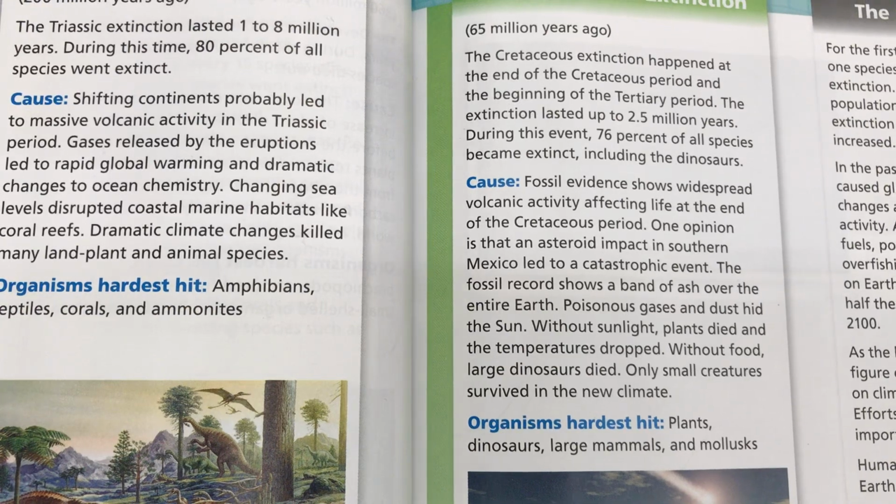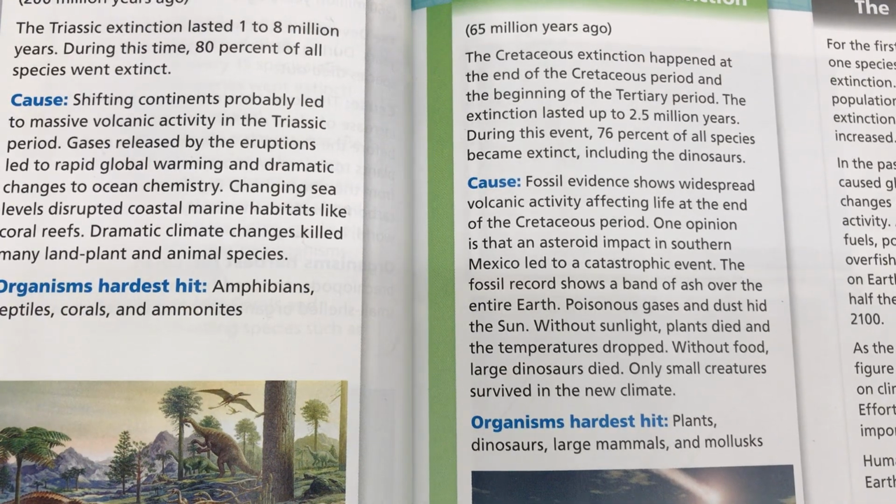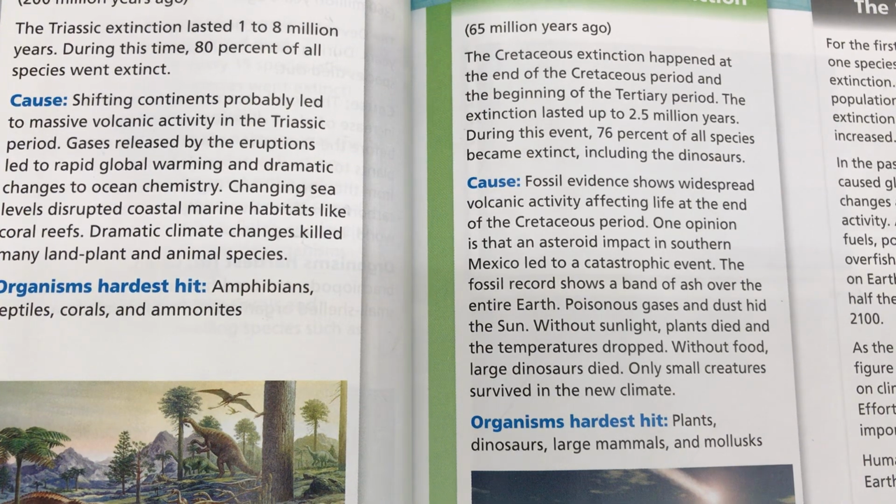Fossil evidence shows widespread volcanic activity affecting life at the end of the Cretaceous period. One opinion is that an asteroid impact in southern Mexico led to a catastrophic event. The fossil record shows a band of ash over the entire Earth. Poisonous gases and dust hid the sun. Without sunlight, plants died and the temperatures dropped. Without food, large dinosaurs died. Only small creatures survived in the new climate. The organisms hardest hit were plants, dinosaurs, large mammals, and mollusks.